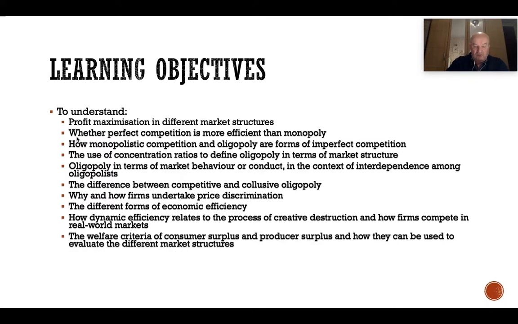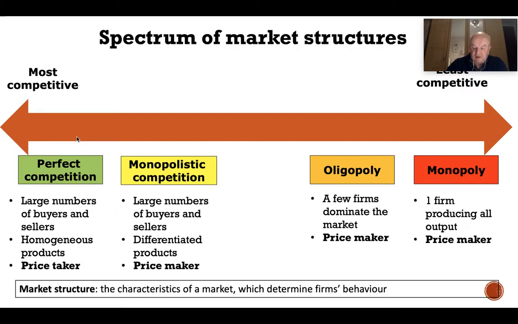We'll also look at welfare criteria and the principle of consumer surplus and producer surplus, and how you can use that to evaluate the different types of market structure that exist. Some of you again may be familiar. We have touched on it very briefly, but we'll look at consumer surplus and producer surplus in some more detail over the course of the next few weeks, as I've mentioned. So those basically are the learning objectives.